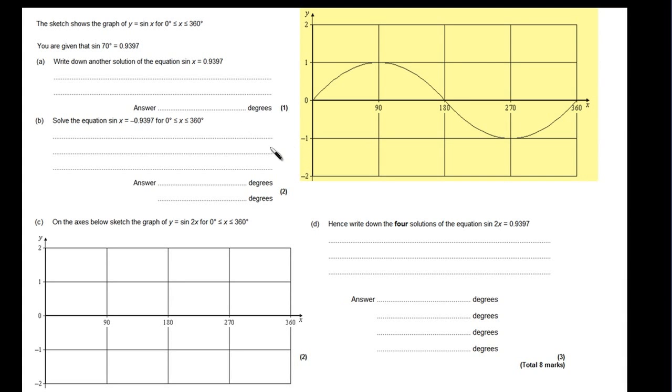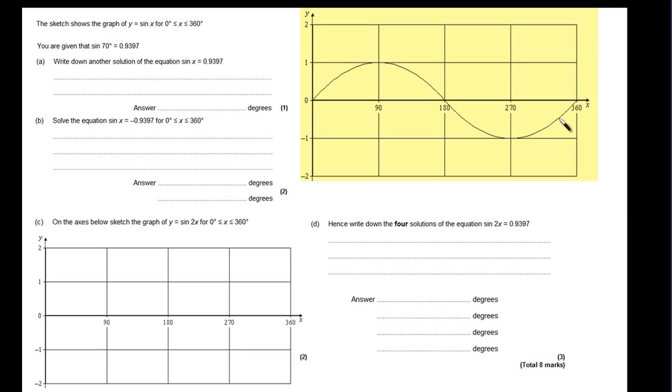So here's an example of the sort of question you might get on a GCSE style exam paper. In fact, this is a genuine GCSE exam question, and it goes like this. The sketch, over here on the right, shows the graph of y equals sine x for values of x between 0 and 360 degrees. Okay, so there we are.